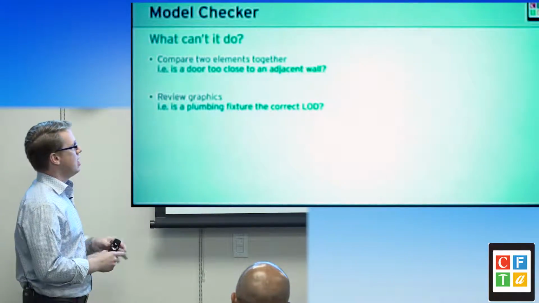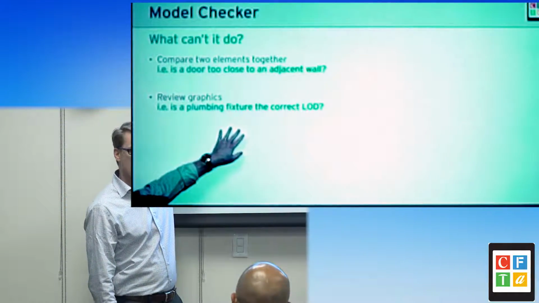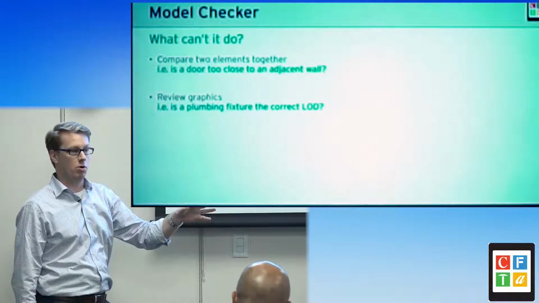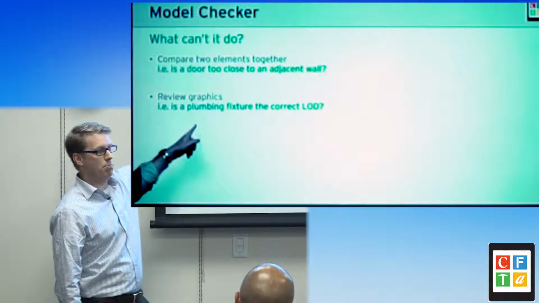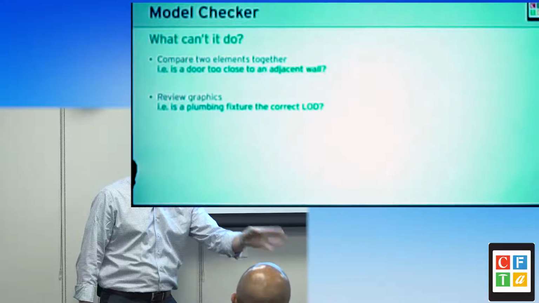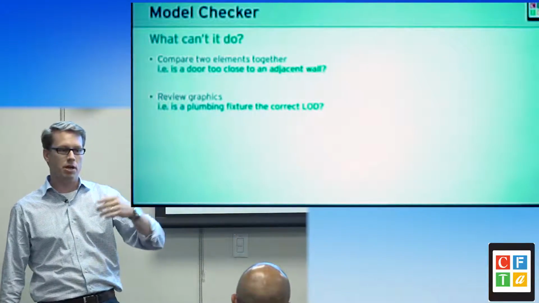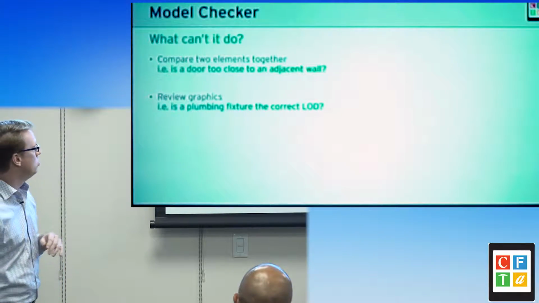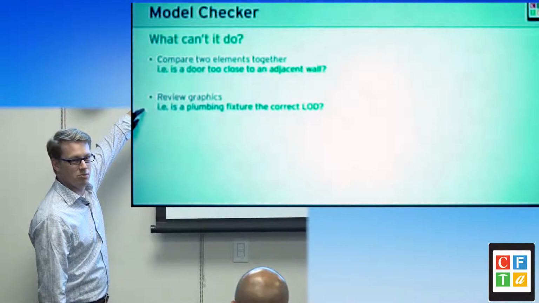And the other thing is it's not really an LOD review tool. This is clearly a tool meant more for data, which is more important for owners. So it can't look at that plumbing fixture and go, oh, that was LOD 300 versus 200, and you required 300 on your requirements. So it can't really do that. We actually are working on a tool for this with Autodesk.